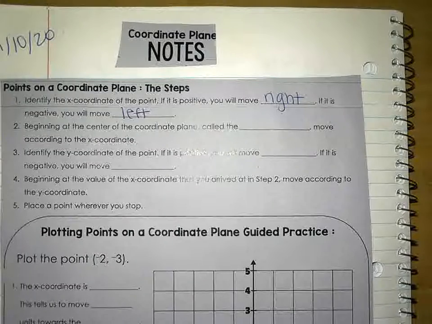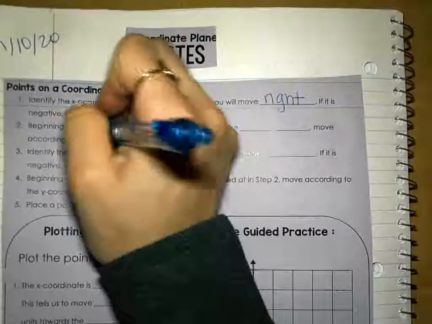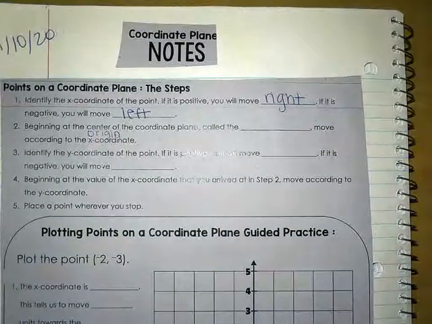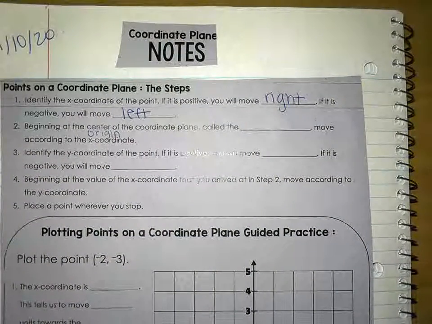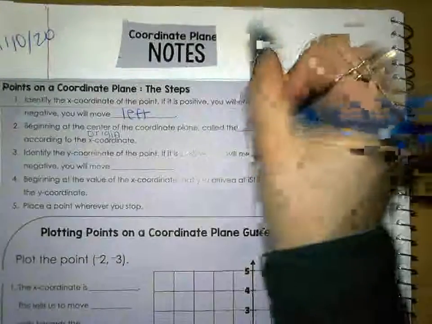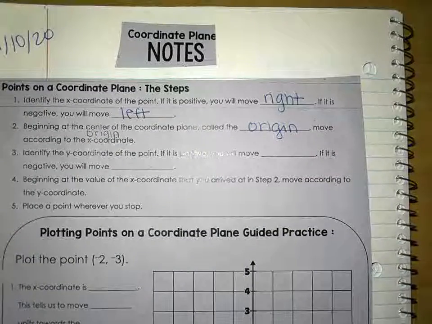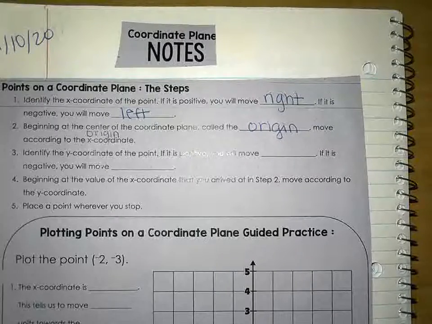Beginning at the center. What did I call the center? Origin. That's your origin. So everyone write origin below center. Beginning at the origin, beginning at the center, that 0, 0 point on the coordinate plane. It goes right here. It's called the origin. One step ahead of it. So beginning at the center of the coordinate plane, which is called the origin, move according to the x coordinate. So you move x first, always, no matter what. X comes first in the alphabet, it comes first in coordinate planes.